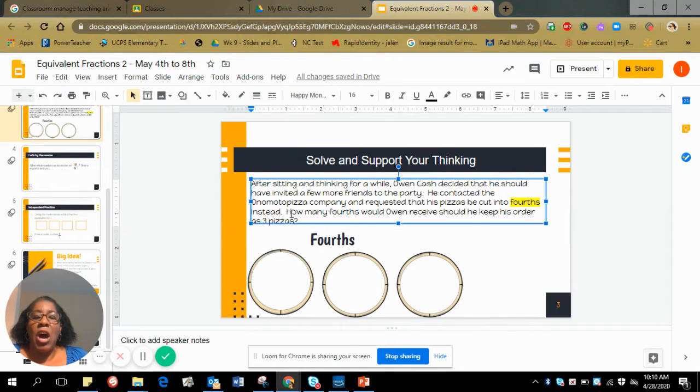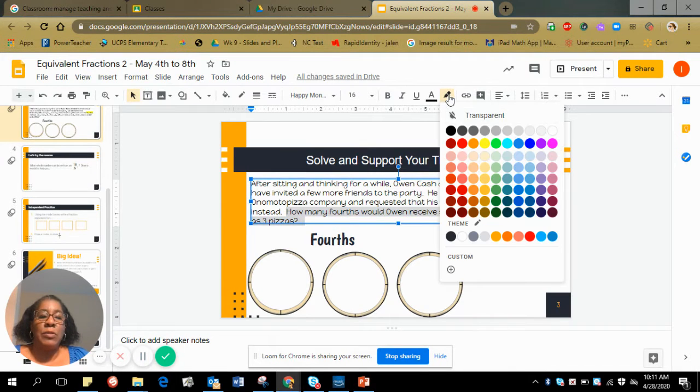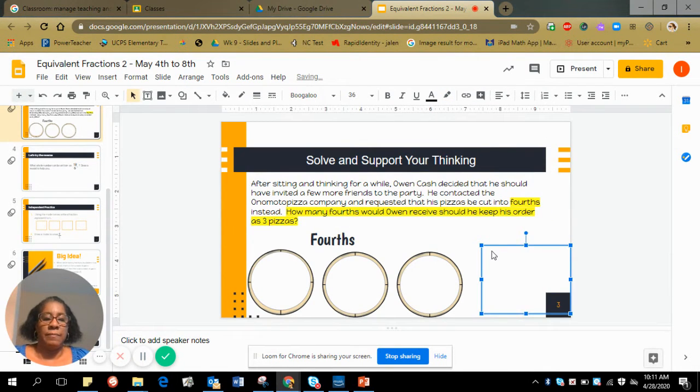So the question asks, how many fourths would Owen receive should he keep his order as 3 pizzas? So did his number of wholes change? No, he still has 3 wholes. However, he's cutting it into fourths, which means it's going to be smaller pieces than previously, which means he's going to have a lot more pieces. So I'm going to document my answer sentence.